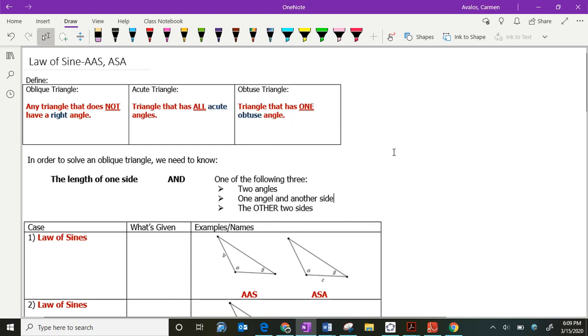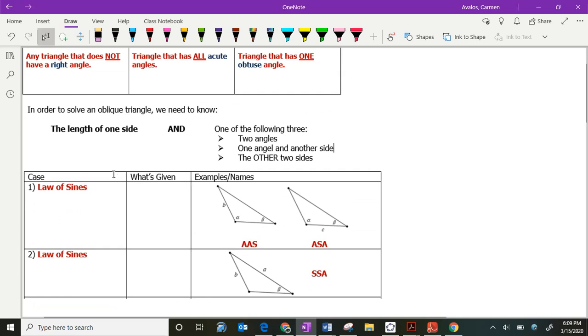And so we're going to be giving you some information, and then you're going to have to solve the triangle, meaning finding all the sides and all the angles. And there's two cases. It's the law of sines and the law of cosines. So we only use the law of sines and the law of cosines when it's not a right triangle. If it were a right triangle, once again, you would use SOHCAHTOA. But because it's an oblique triangle, we're going to use the law of sines and the law of cosines. But in this one, we're only going to be talking about the law of sines.